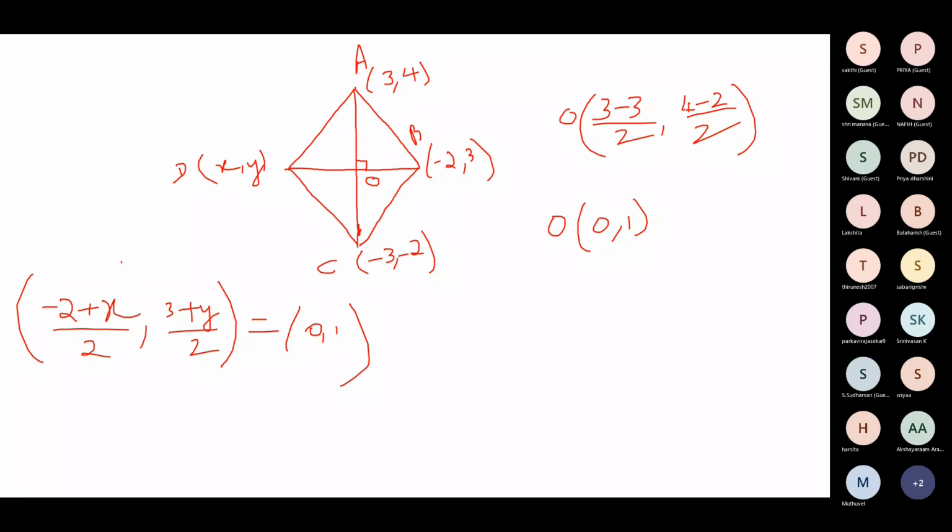Using the diagonal BD, we find the midpoint. O is the midpoint of the diagonal AC. O is also the midpoint of the diagonal BD. So we find the coordinates of O using the diagonal BD here: x1 plus x2 by 2, y1 plus y2 by 2. But we already know it is given by 0, 1. So on equating this to this and this to this, we get x is equal to 2 and y is equal to minus 1, ma'am.